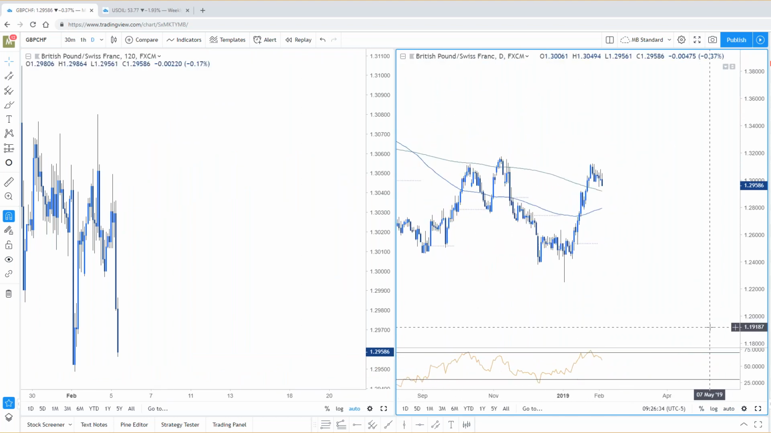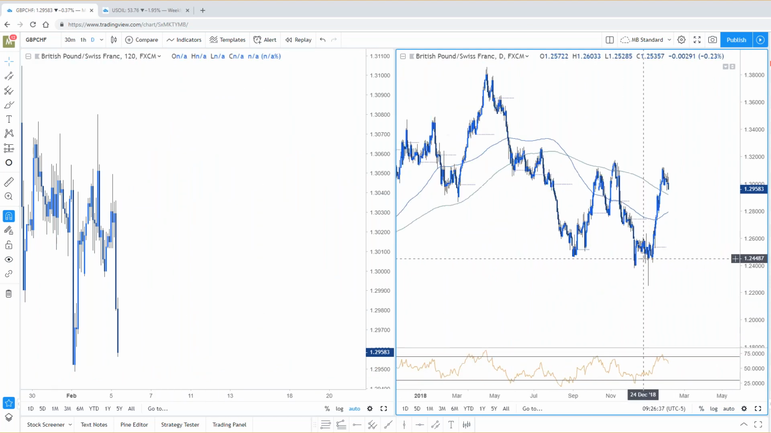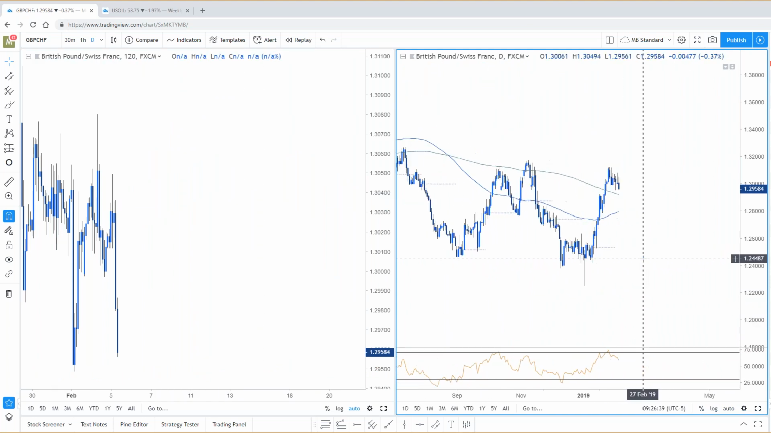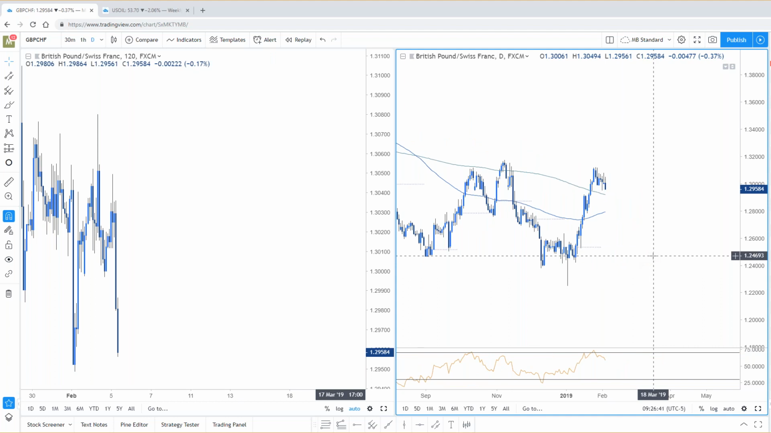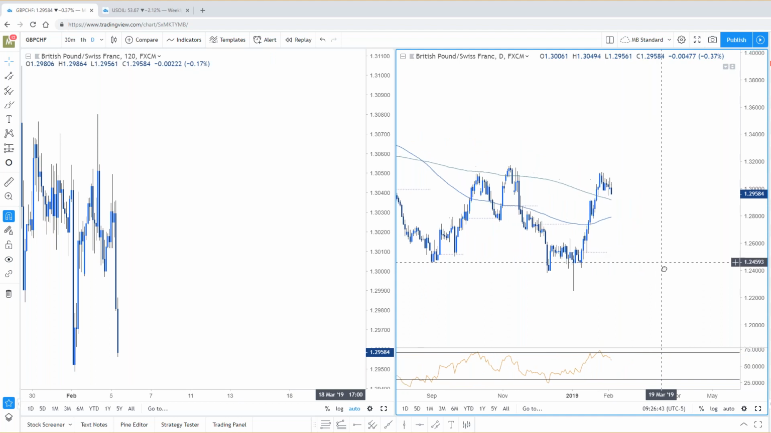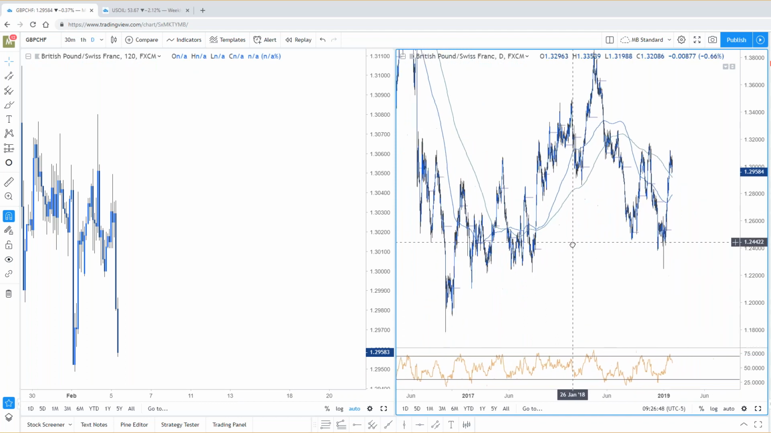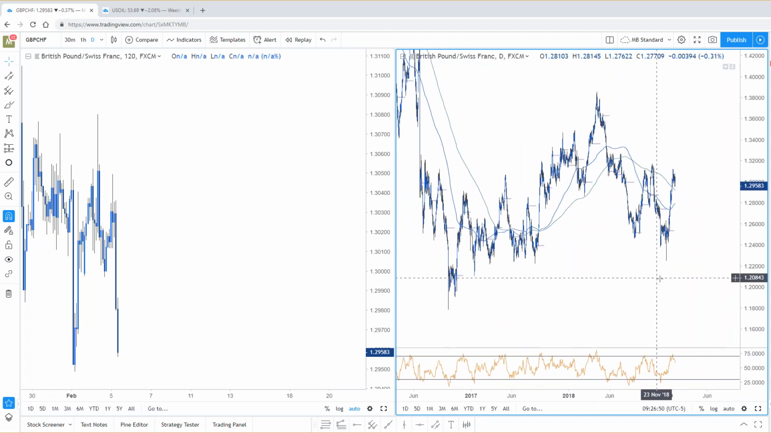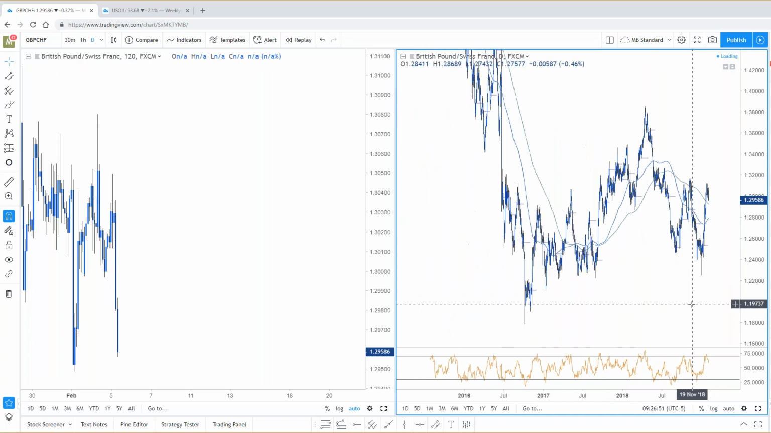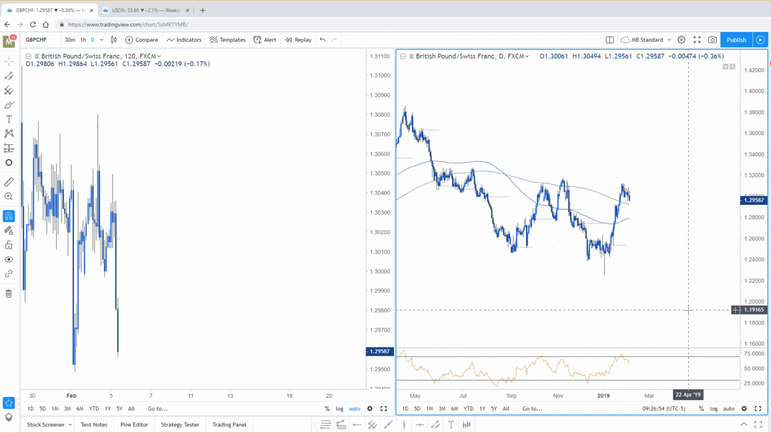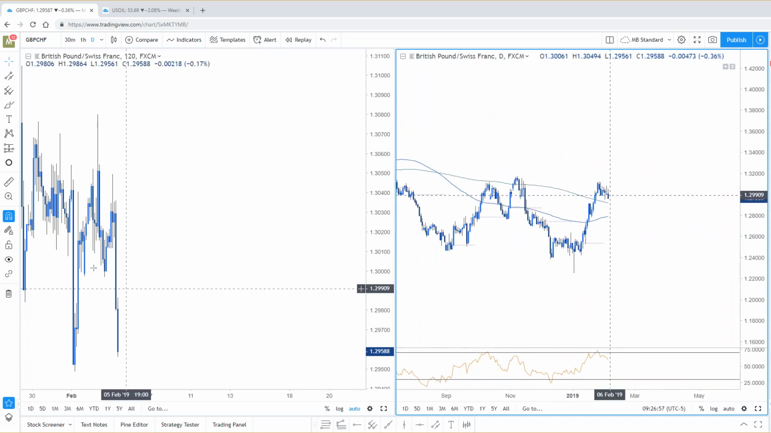Well, it looks like a five-wave, but nah. But it does look like it's coming off some sort of resistance here. This might be a good level to do on a scratch basis.